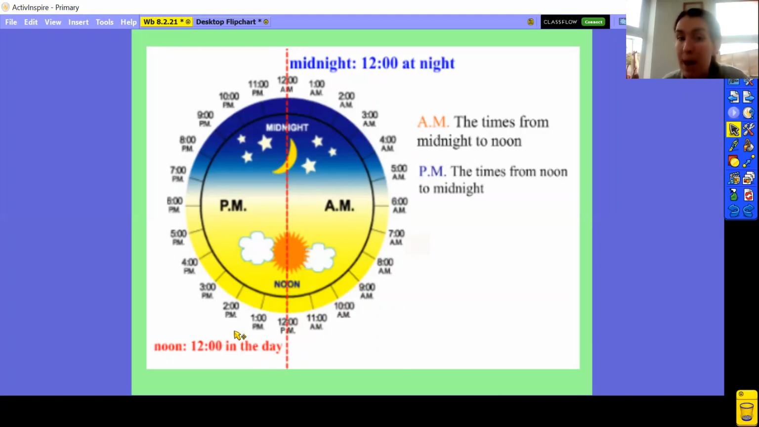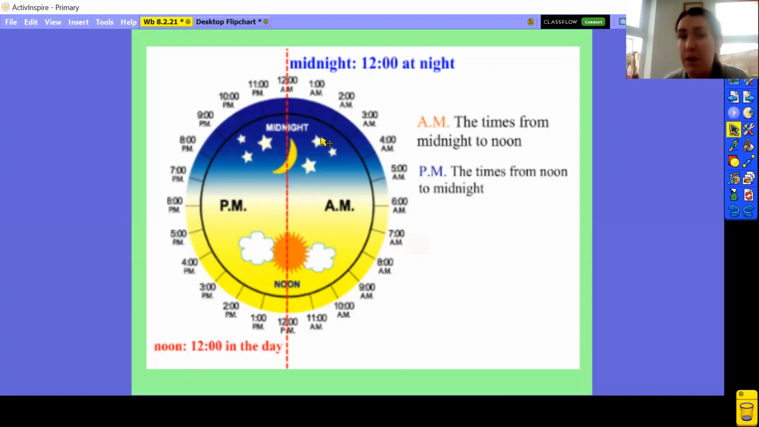times, we can see we've got 1 p.m., 2 p.m., 3 p.m., 4 p.m., 5 p.m., 6 p.m., 7 p.m., 8 p.m., 9 p.m., 10 p.m., 11 p.m., and then we're back to midnight, which is 12 a.m. So the times from midnight to noon are the a.m. times, and the times from noon to midnight are p.m. times.